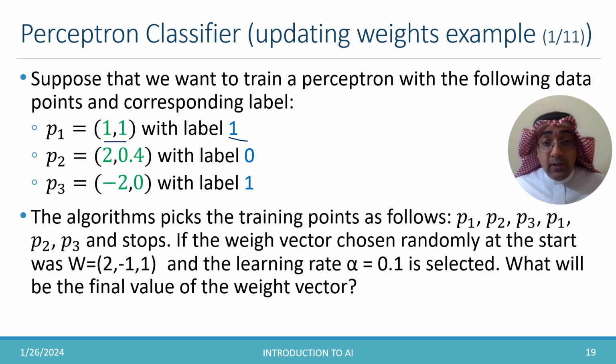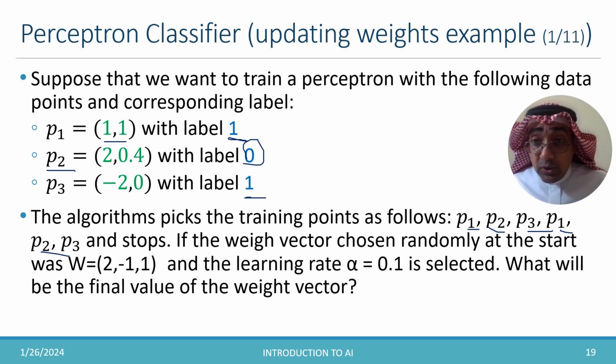It could be label 1, and then P2, this is the point, and it has a label of 0, and then P3 has a label of 1. Okay, so these are the coordinates. And the algorithm picks for training these points in the order 1, 2, 3, then 1, 2, 3 again. Okay, so it's going to pick these points in this specific order, and it's going to try and predict a line that can actually separate the two classes.